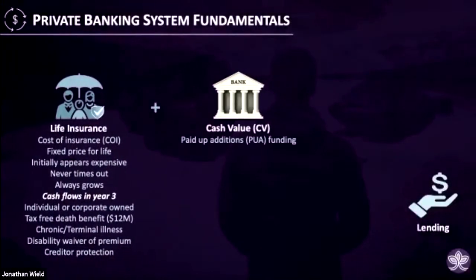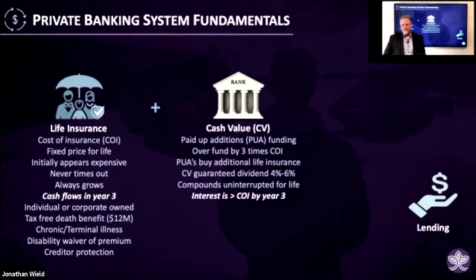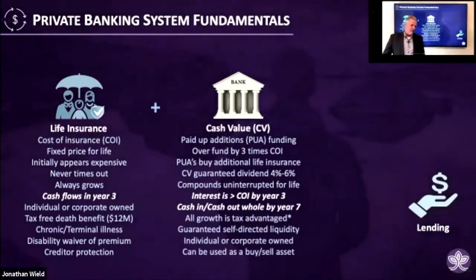So second component is cash value. So if you can imagine, basically if your life insurance costs $1,000, you can put $4,000 or $3,000 in your policy, but you're doing what's called overfunding it. And that overfunding resides in what's called cash value. The technical name is called paid up additions. So paid up additions really can overfund by 3 to 10 times. Those paid up additions buy additional life insurance.